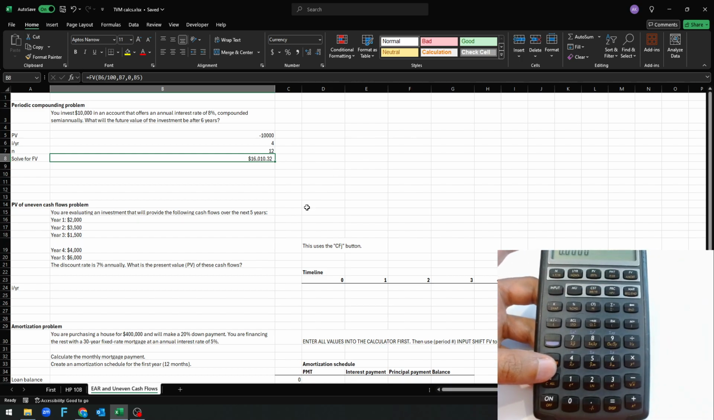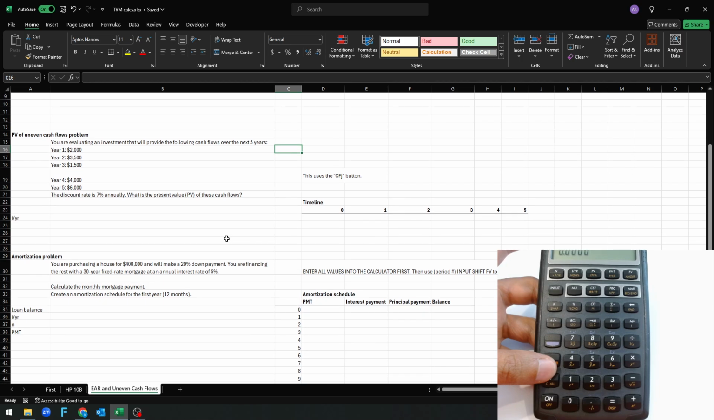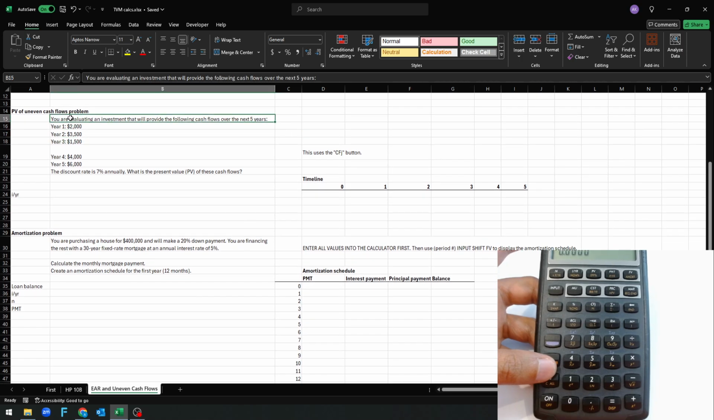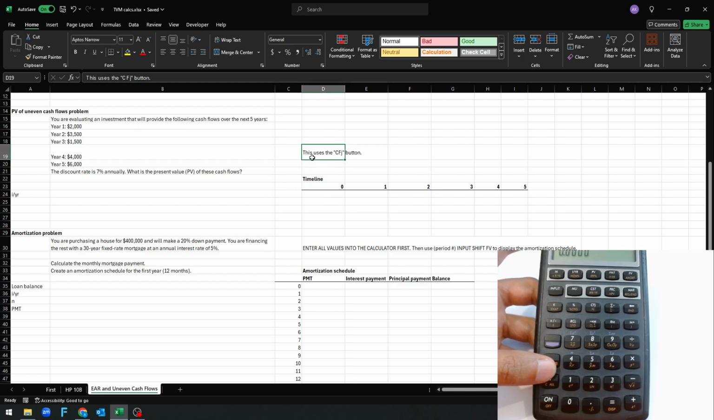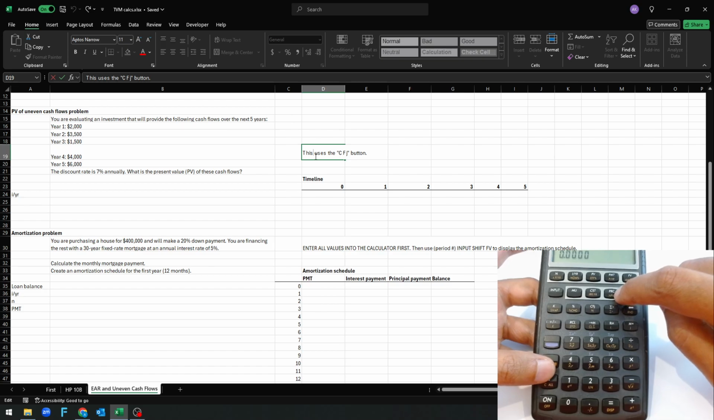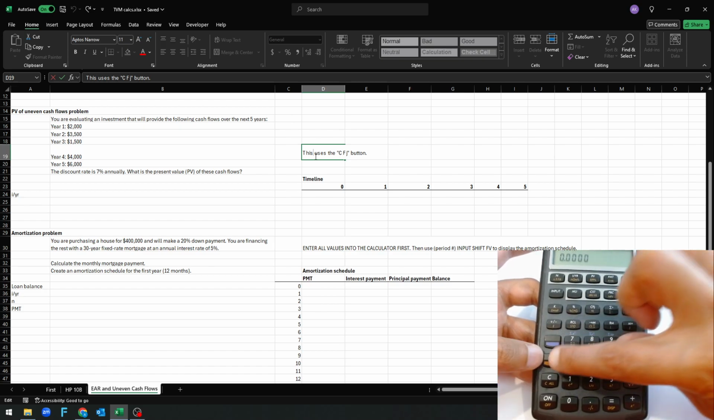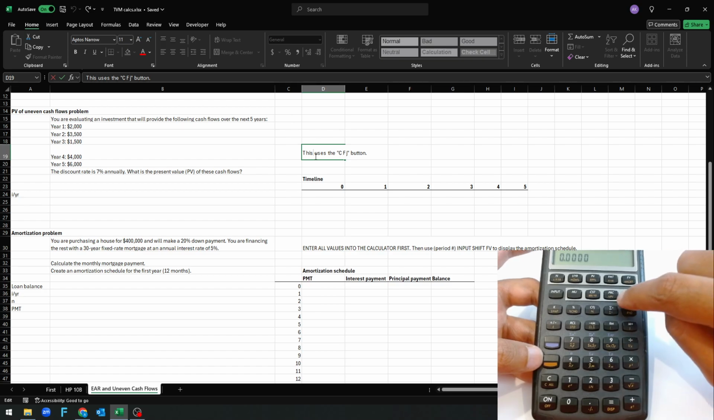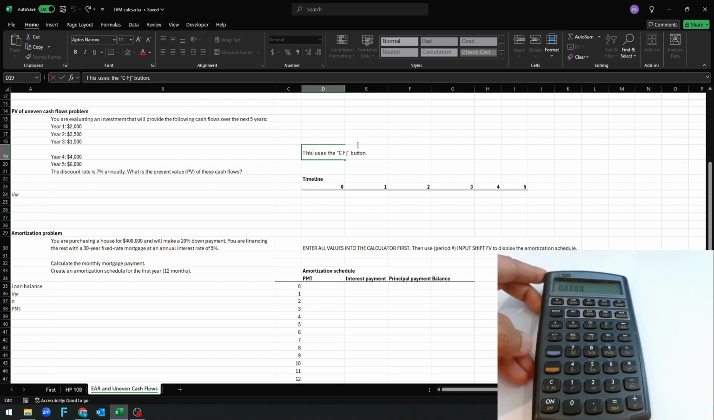Now let's do multiple cash flows. You are evaluating an investment that provides these cash flows over the next 5 years. Discount rate is 7%. What's the PV of these cash flows? So this uses the CFJ. We're going to use the CFJ button, which is here. And then we're going to use this NPV, which is here. So it's going to be this shift and then this PRC button. We're calculating the net present value.